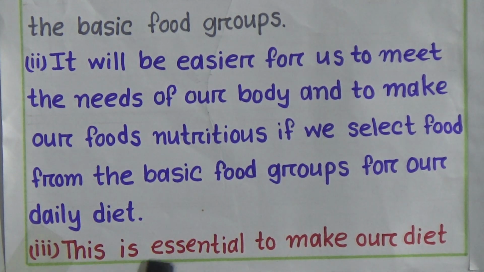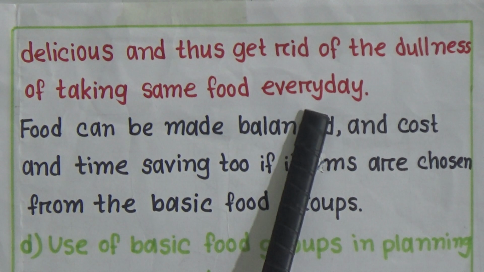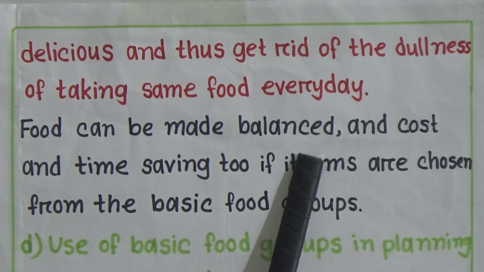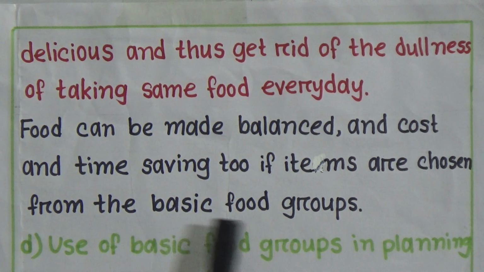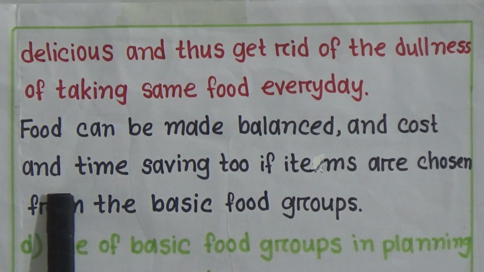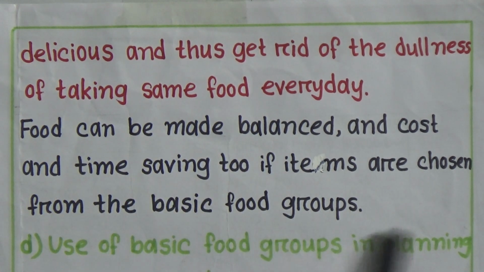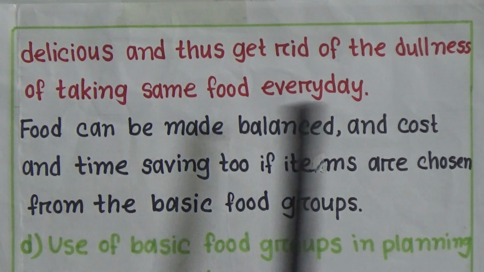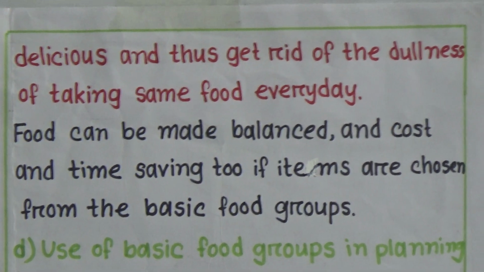Number 3, this is essential to make our diet delicious and thus get rid of the dullness of taking same food every day. Food can be made balanced and cost and time saving too if items are chosen from the basic food groups. So if we choose food from the basic food groups, it will be helpful for maintaining balanced diet. It will be helpful to save money and we can taste different kinds of foods.